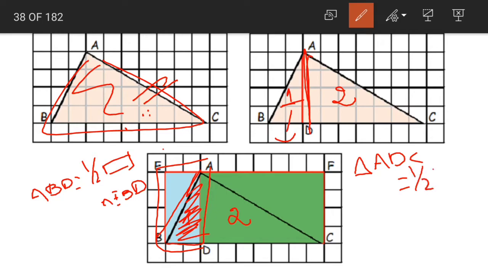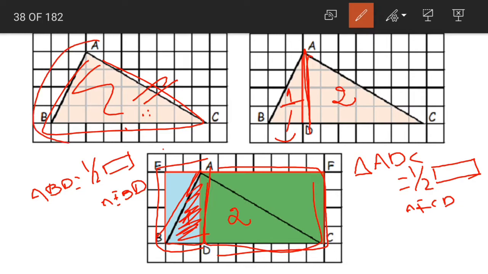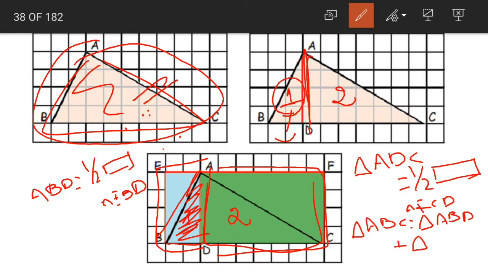Again it will be half the area of our rectangle. What is the name of the rectangle here? AFCD. AFCD or ADCF. Okay. So this is our conclusion till now. What is it? The area of triangle ABC is equal to area of triangle ABD, that is our first triangle, plus area of the triangle 2, that is ADC.